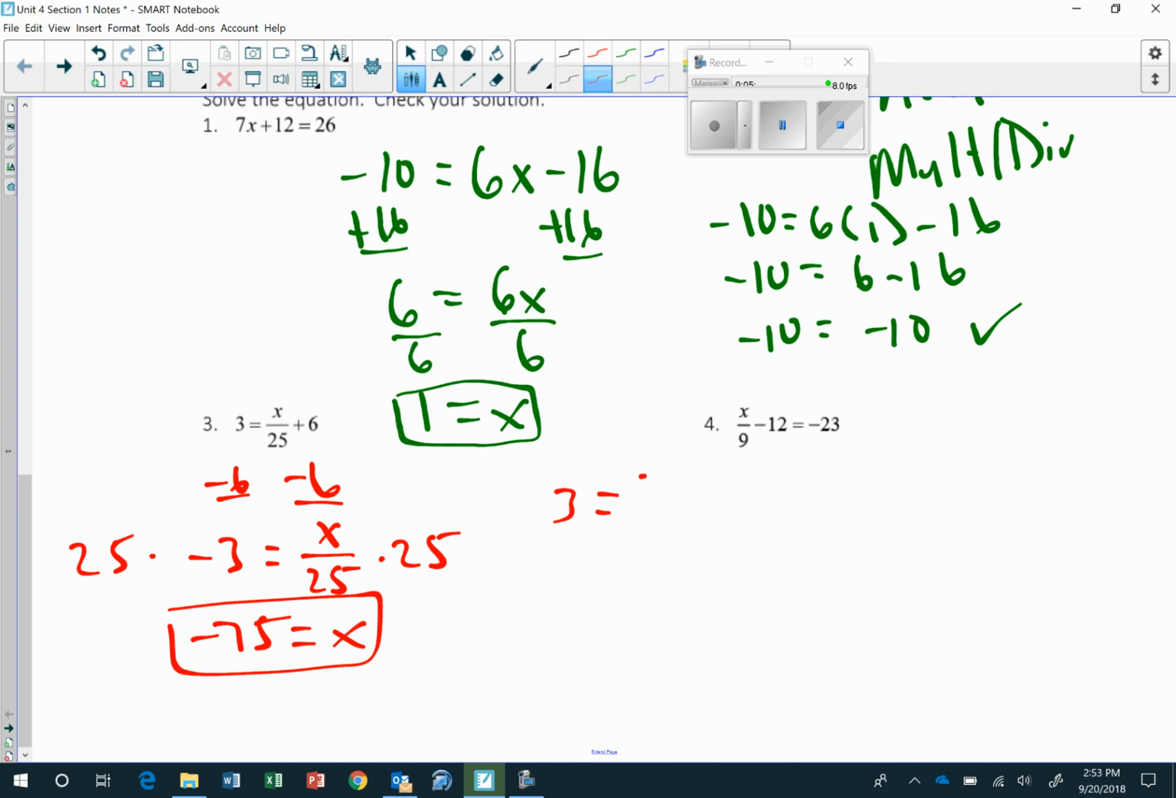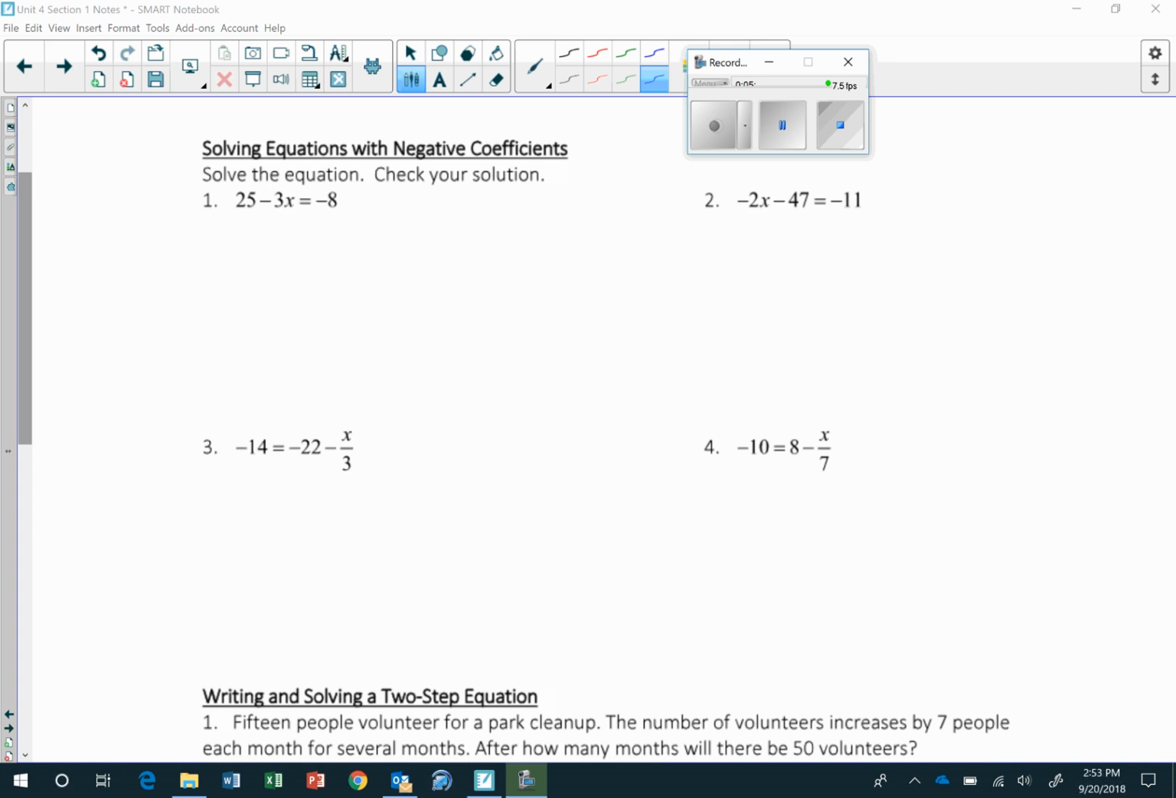Plugging that in to check, I have negative 75 divided by 25, which is negative 3. Negative 3 plus 6 is 3, so I know I've got the correct answer. All right, I'm going to leave number 4 there for you guys to try. If you need any help, just ask your teacher.